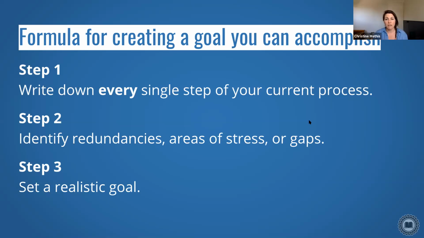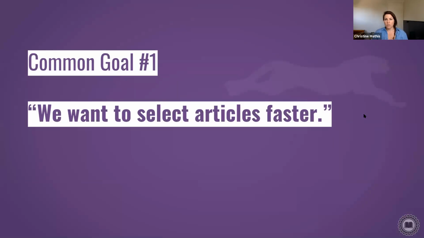Step 2 is where you identify redundancies, areas of stress, gaps, and then that leads you into being able to set these realistic goals, improving from last year's board, right? So setting those goals to make sure that you're clearing up those bottlenecks and improving those redundancies. So one of the goals that we hear quite often at Scholastica is we want to select articles faster. Cool, great goal. Super ambiguous. So let's work through that formula to really get a SMART goal going.